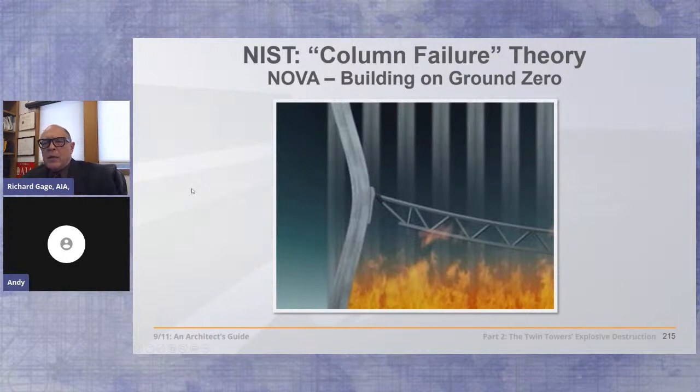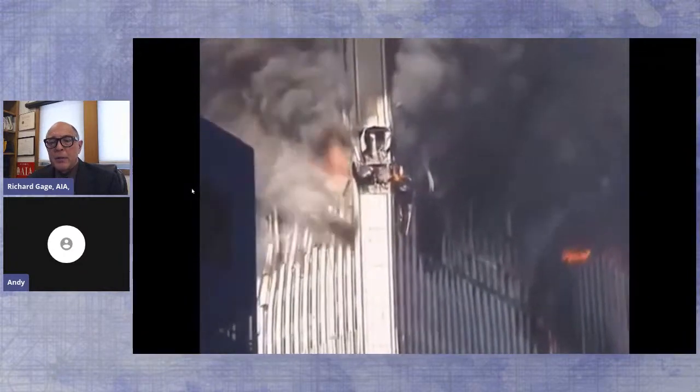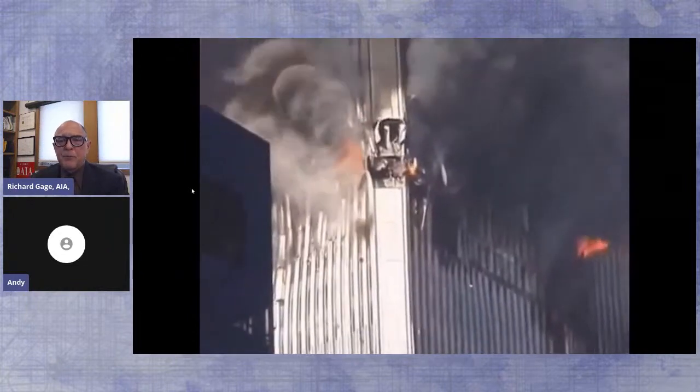Now, we'll continue with that exploration in a moment, but we're told that it's the sagging floor trusses that pulled in these perimeter columns. Well, the perimeter columns are being pulled in on each side of the corner, as you see in this looped video.